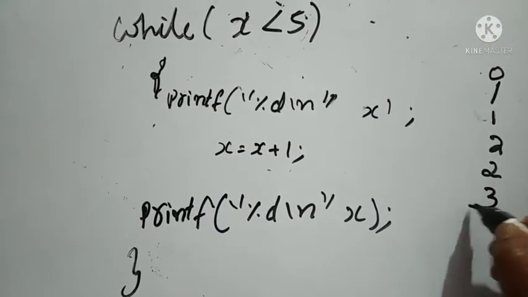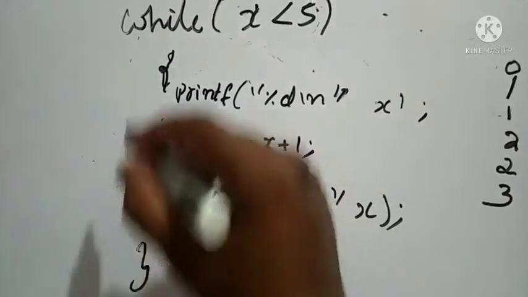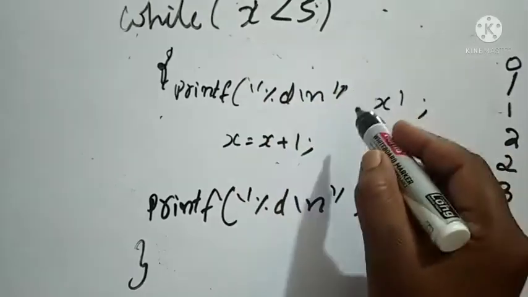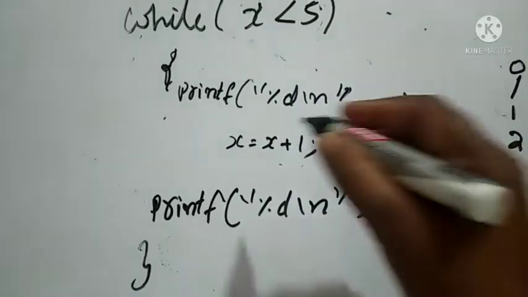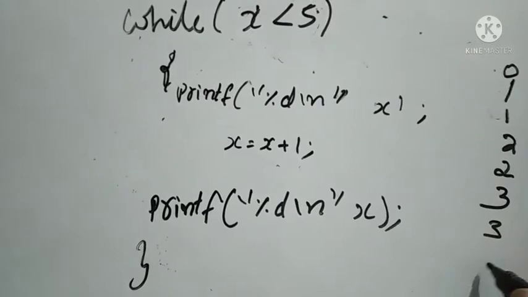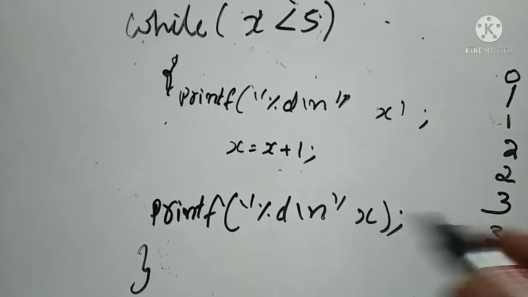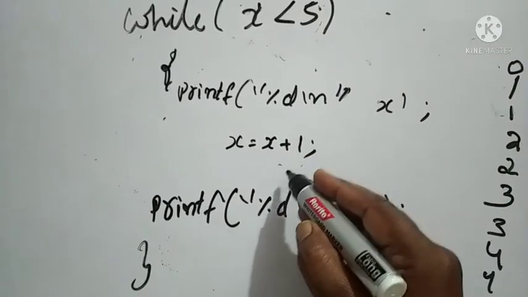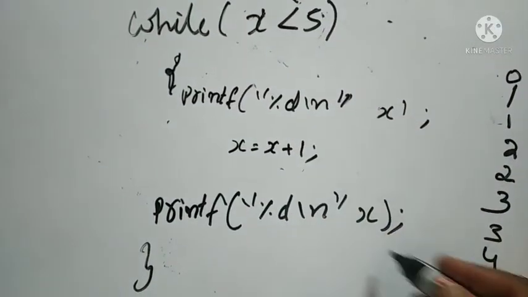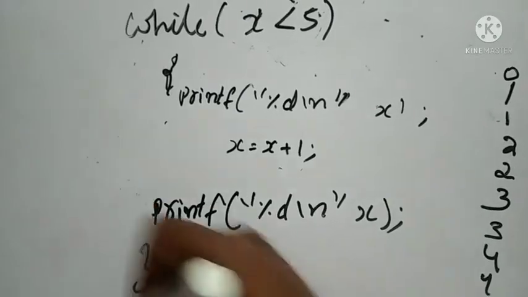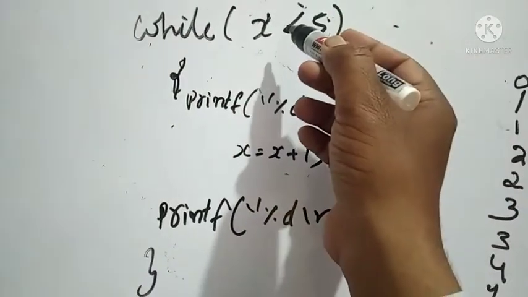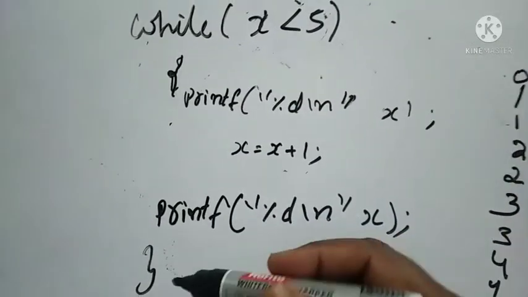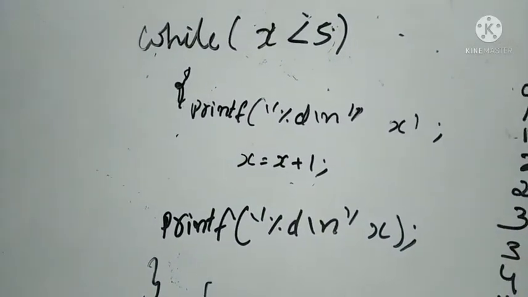Then 3. When it comes back, it checks the value: 3 is less than 5, so it displays 3. Then x is incremented by 1 and it will display 4. In the same way, it will display 4, x is incremented by 1, then it will display 5. When it comes to the next iteration, 5 is not less than 5, so it will come out of the loop and the execution stops.